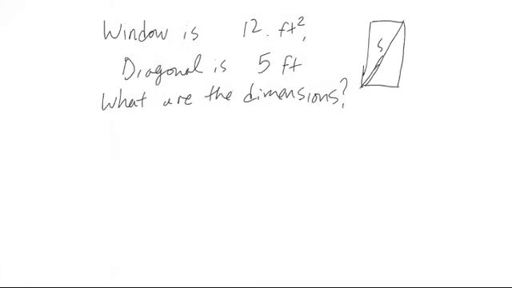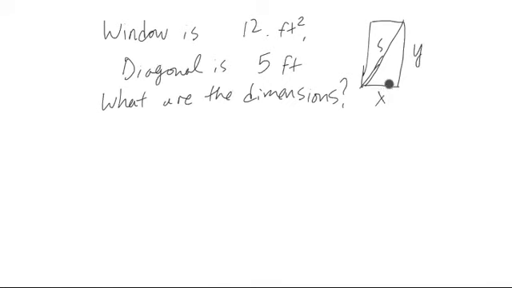Let's take a look at an application of systems of equations where we have a window being 12 square feet and the diagonal is 5 feet. What are the dimensions? Well, that's the goal. The dimensions are, well, we need this and this. Those are unknowns. Those are variables, x and y. We just found our variables.